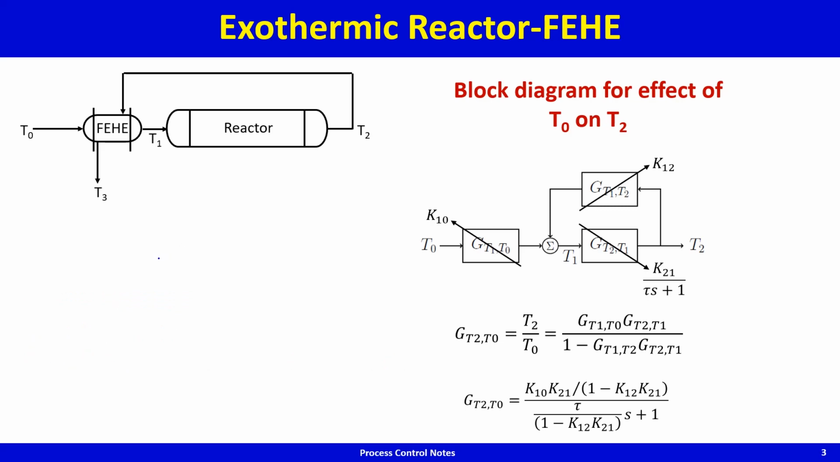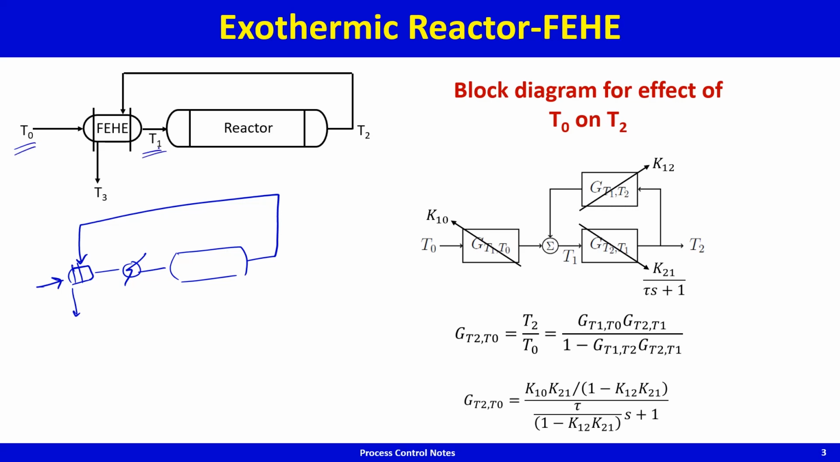you have the reactor, you have the heat exchanger, but you'll have a heater in the middle, and even though the temperatures are such that all the heat that is required in order to raise the temperature from T0 to T1 can come from the hot reactor effluent stream, you will still design the FEHE such that only, let us say, 70% of the heat comes from the FEHE, remaining 30% comes from the heater.